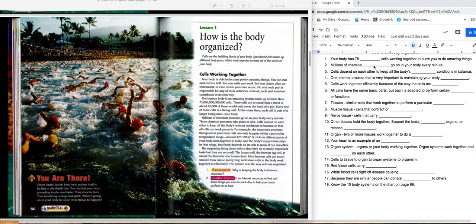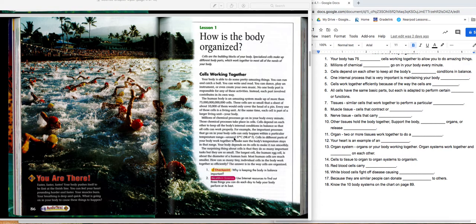Millions of chemical processes go on in your body every minute. Those chemical processes take place in the cells. Cells depend on each other to keep all the body's internal conditions in balance so that all cells can work properly. For example, the important processes that go on in your body cells can only happen within a particular temperature range, which in science is 37 degrees Celsius.